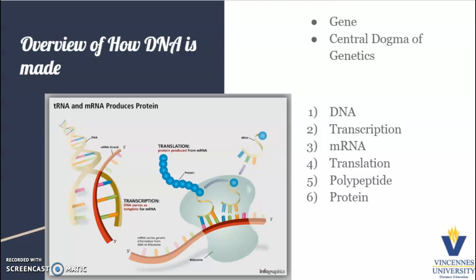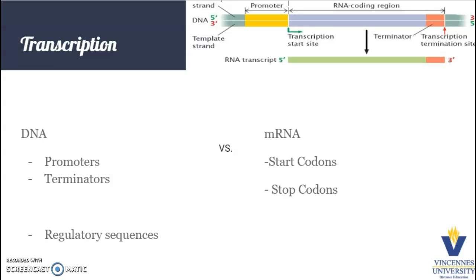And that's basically using DNA as a script to make mRNA, which is important because mRNA can be used to make a polypeptide, which is eventually turned into a protein, which is what's in our bodies and what helps us function. So as far as transcription goes, there is both DNA and mRNA parts to it.